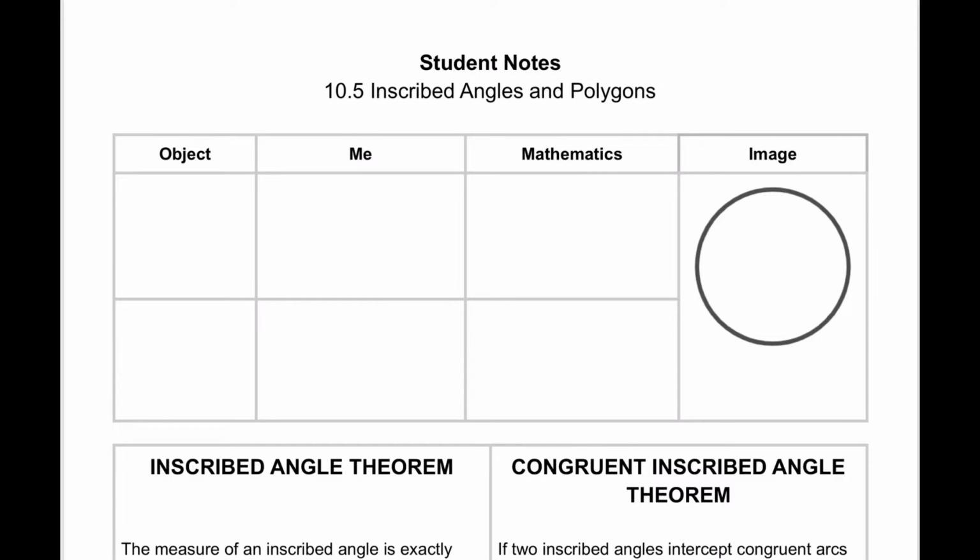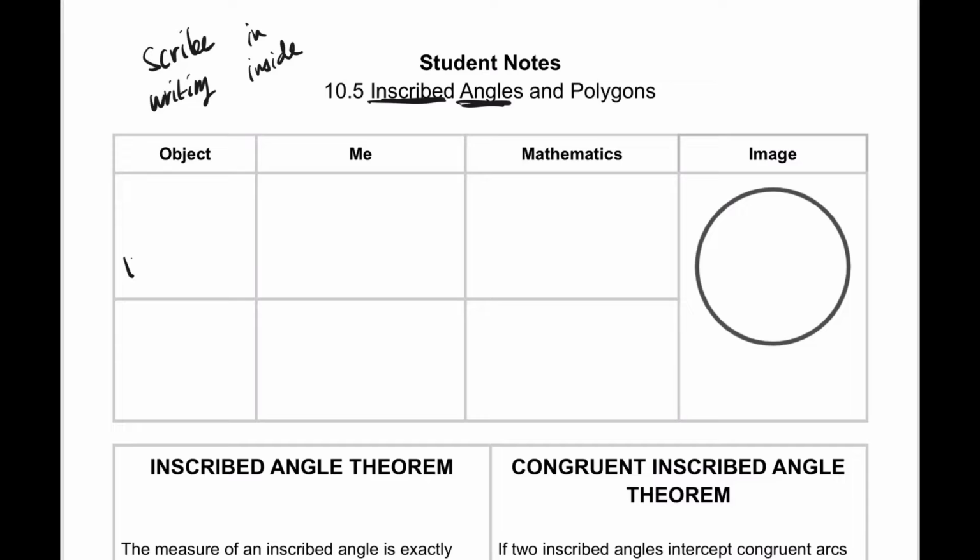Inscribed. What does it mean to scribe something, guys? What does it mean to scribe something? If you're scribing something, you're a writer, right? You're writing something. What does in mean? Inside, right? It means inside. So if we think of it like that, in means inside, so inscribe is scribe in. We're writing the angle, an inscribed angle.